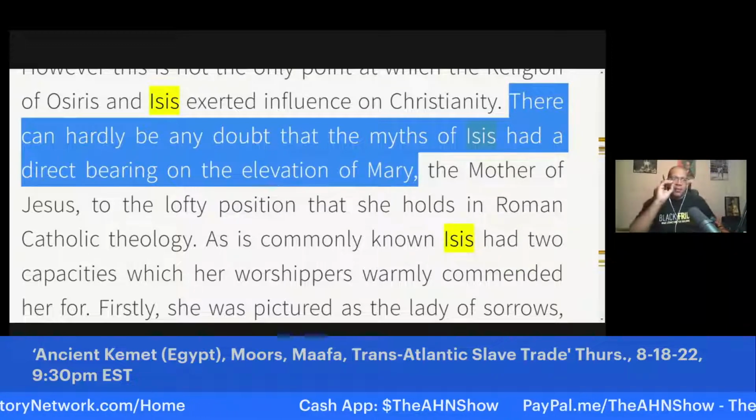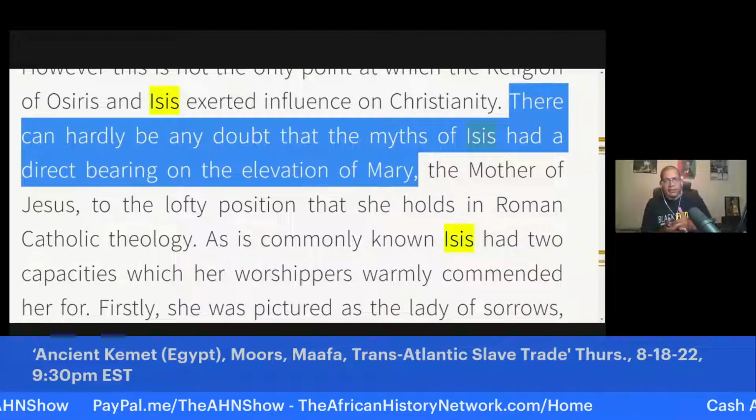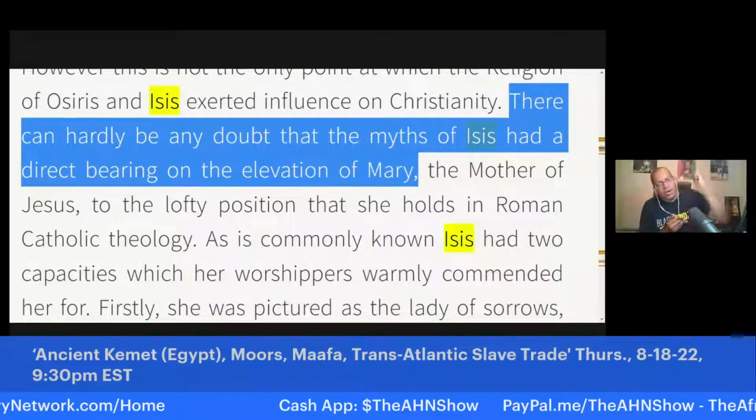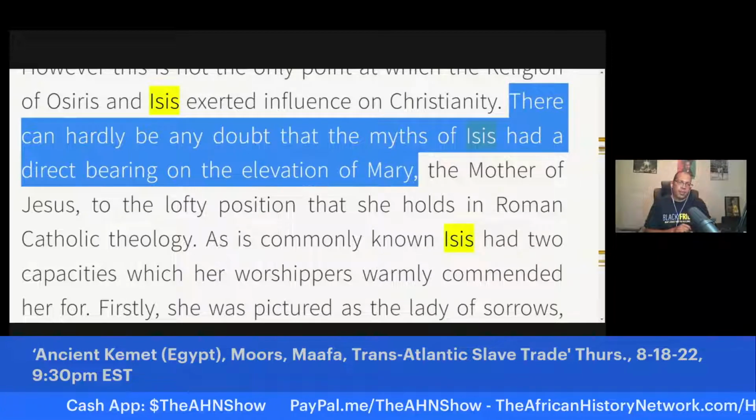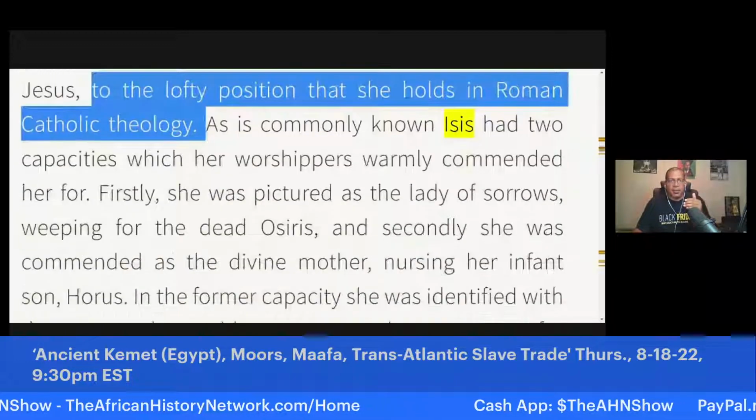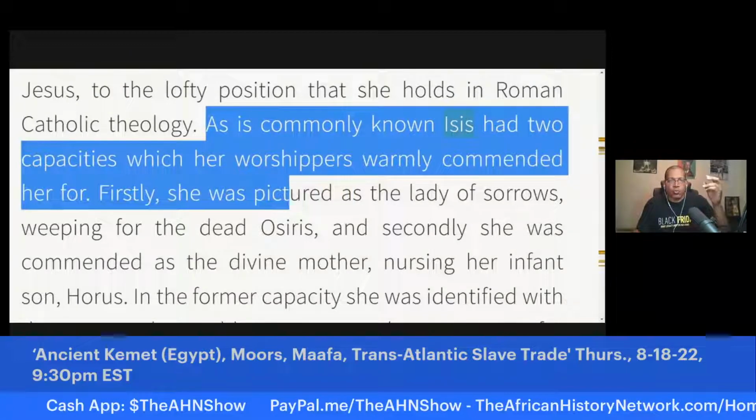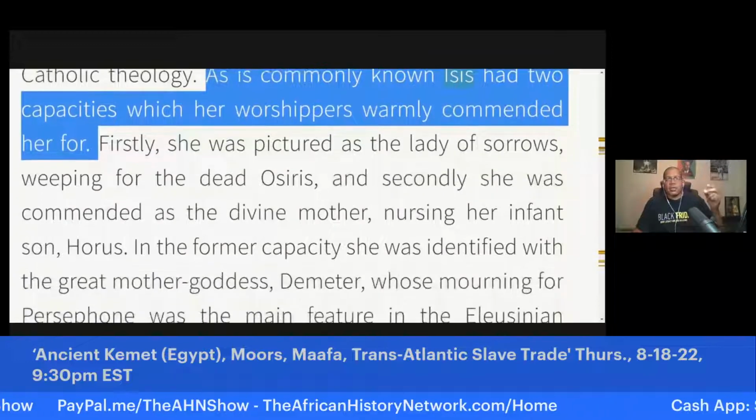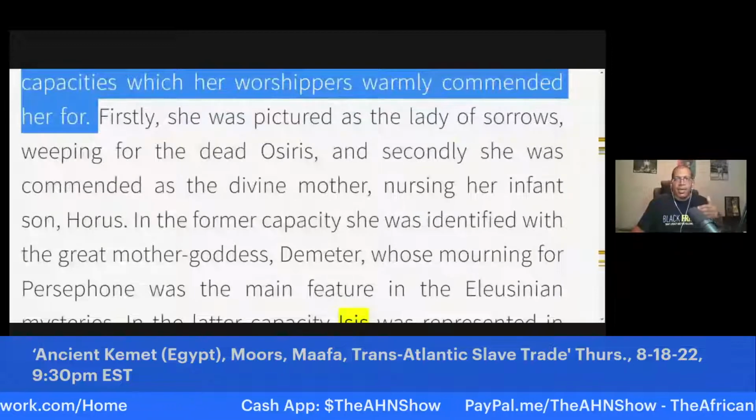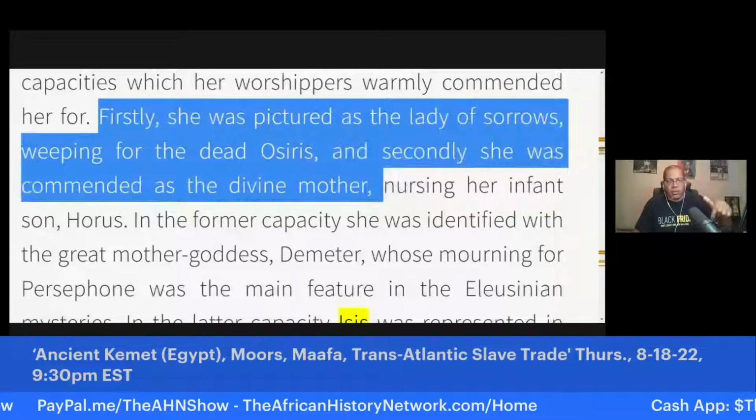Dr. King goes on to say, there can hardly be any doubt that the myth of Isis had a direct bearing on the elevation of Mary, the mother of Yeshua or Jesus, to the lofty position that she holds in Roman Catholic theology. As is commonly known, Isis had 2 capacities with which her worshipers warmly commended her. Firstly, she was pictured as the Lady of Sorrows, weeping for the dead Osiris. And secondly, she was commended as the divine mother, nursing her infant son Horus.